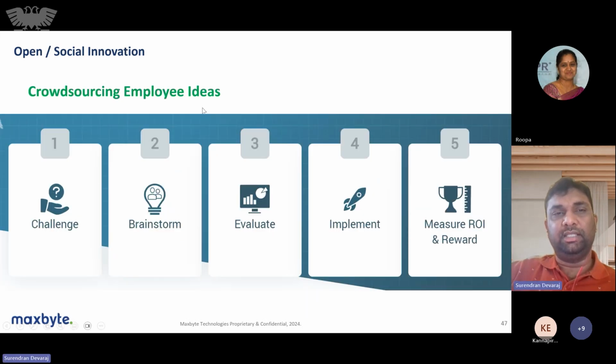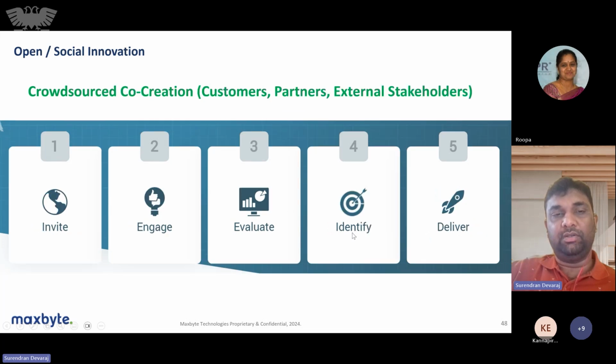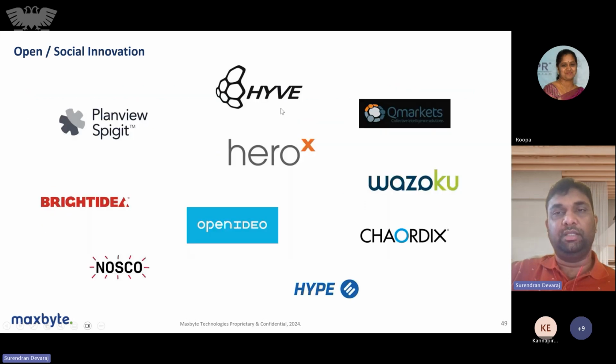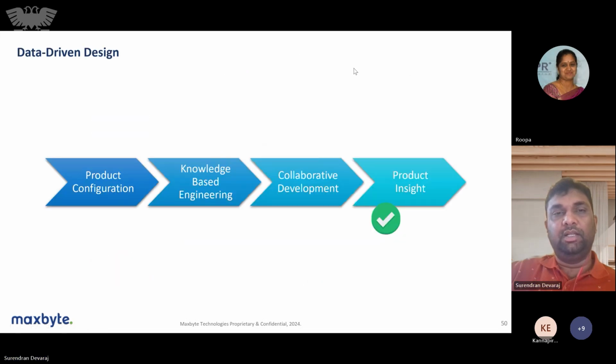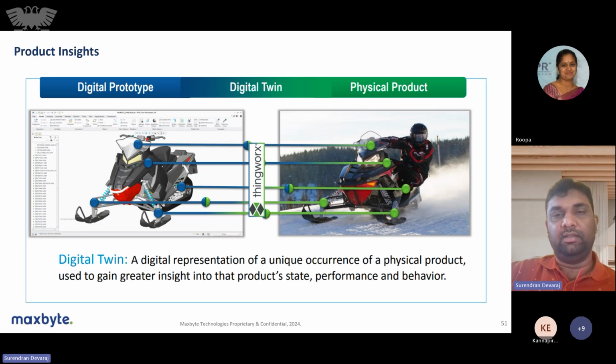So these are some examples of how the process can be done inside the organization, where we challenge, brainstorm, evaluate and implement, and outside the organization, which we can call a co-creation process: invite, engage, evaluate, identify and deliver. This is a process followed both inside and outside the organization. Some examples of social innovation platforms are PlanView, Retd, Hero. There are many other social innovation platforms as well that we can go through. And one of the key aspects again is the digital twin concept as well.